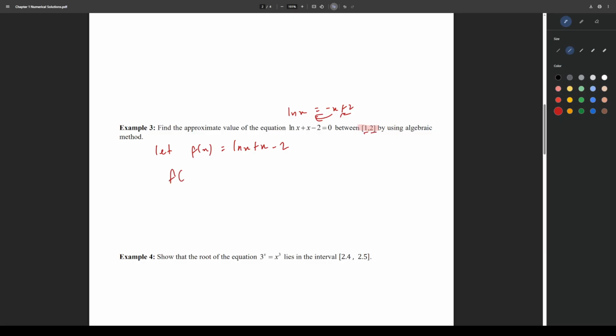Itu je. So f(1) equals to ln 1 plus 1 minus 2, which is 0 plus 1 minus 2, negative 1. Okay, and then you take the other value, 2, f(2) equals to ln 2 plus 2 minus 2. Kamu akan dapat ln 2. Ln 2 ni positif. So negative 1 is negative, ln 2 is positive. So sign change. The sign changes. Okay, bila kamu ambil dua value ni, so tinggal kamu buat conclusion je lah.